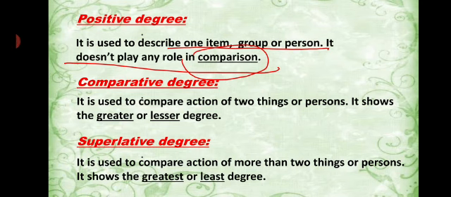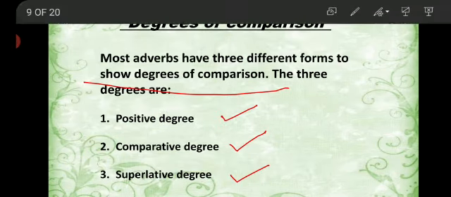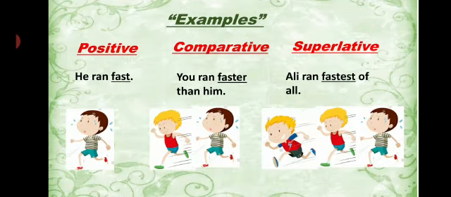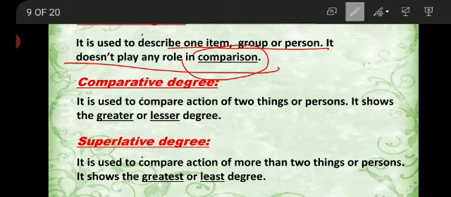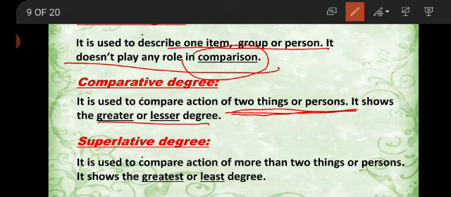Comparative degree is used for comparing the action of two things. Class, make it clear that the comparative degree is basically used for comparing the action of two things or two persons. It shows the greater or lesser degree. And the words greater or lesser are always used when we compare two things or two persons.